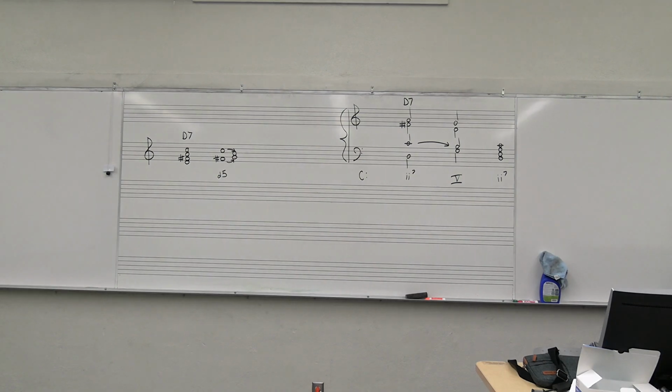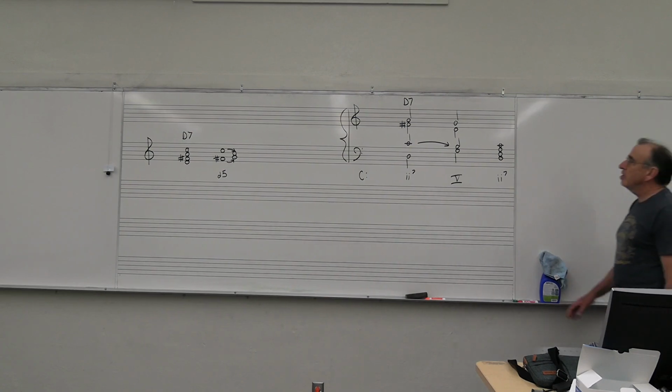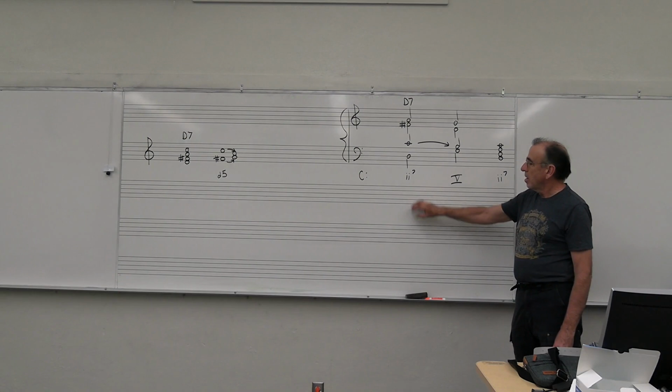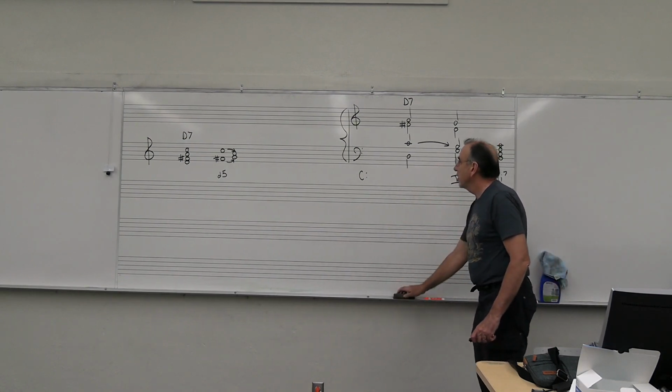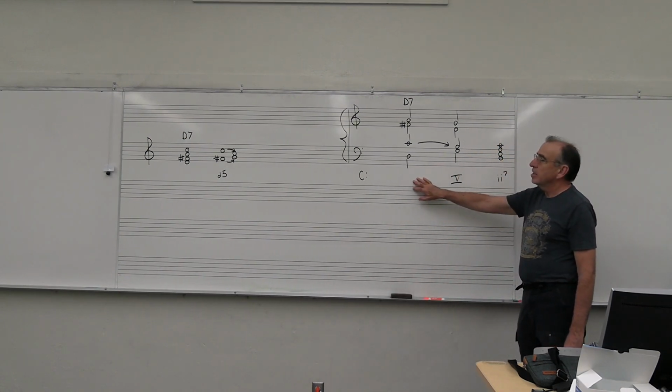So instead of this minor 7, I do this, and again it has a little bit more oomph to take me to a tonic chord. So minor 7th or dominant 7th. So this is what we call a secondary dominant.